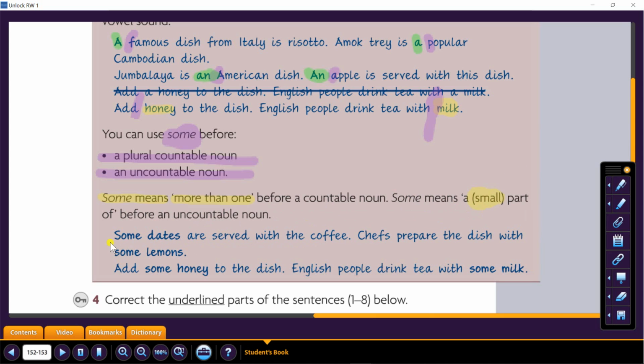For example, some dates are served with the coffee. Chefs prepare the dish with some lemons. Add some honey to the dish. English people drink tea with some milk.